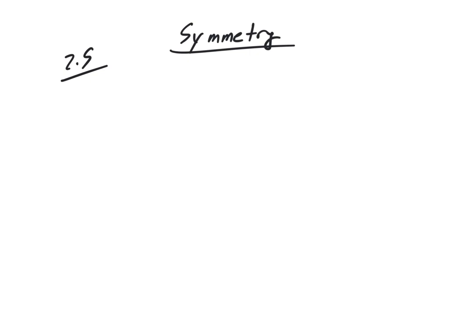All right, section 2.5 is all about symmetry. And we're still talking about functions. This whole chapter has been dealing with functions in some shape or form, doing different things with those functions. Today we're going to talk about symmetry of graphs and functions.